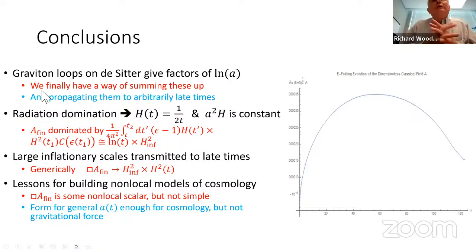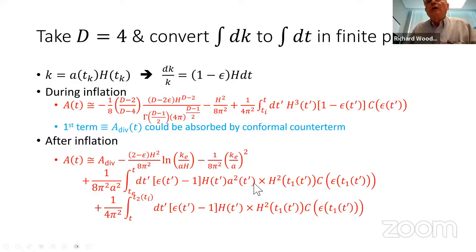Okay, so what are my conclusions? First off, graviton loops on de Sitter give factors of logarithm of A and also sometimes factors of logarithm of HR if you look at exchange potentials like the Newtonian potential or the Coulomb potential. We finally, after so long of struggling around, have a way of summing these things up and also propagating them to arbitrarily late times. And as an example, suppose we take those forms that I give right here and we apply that to radiation domination.